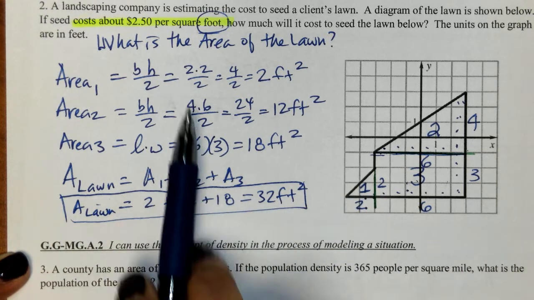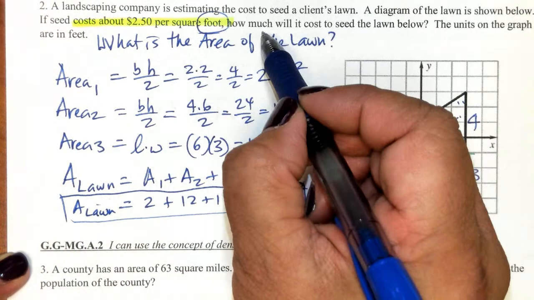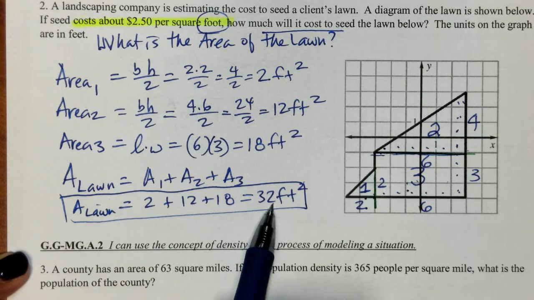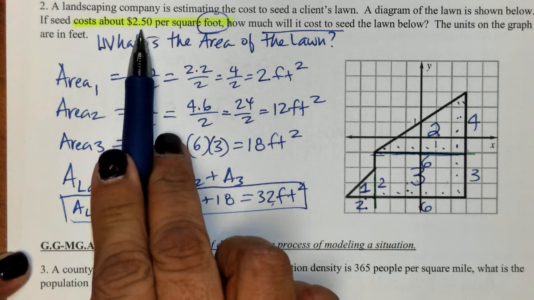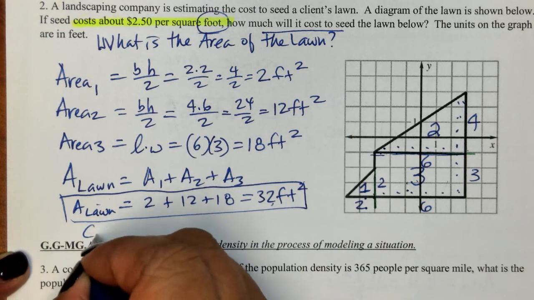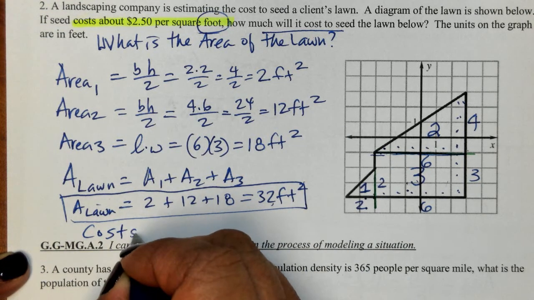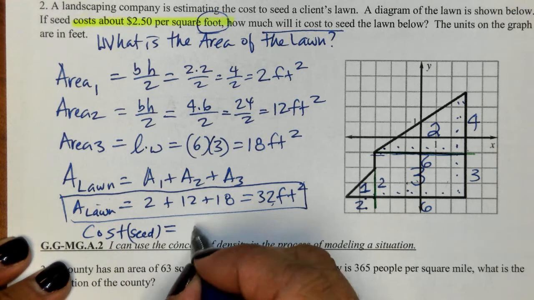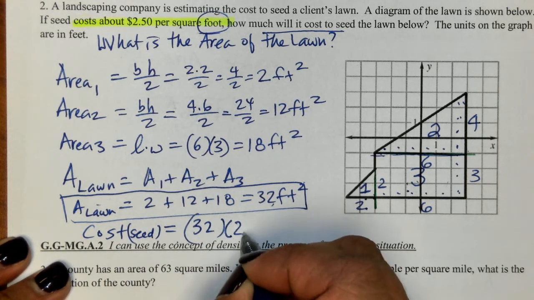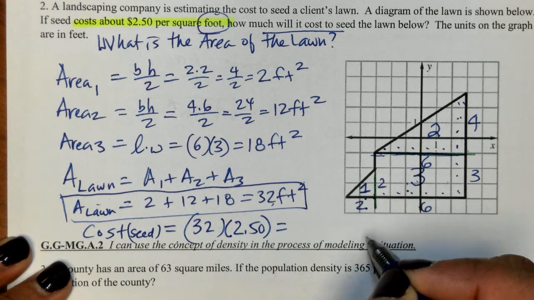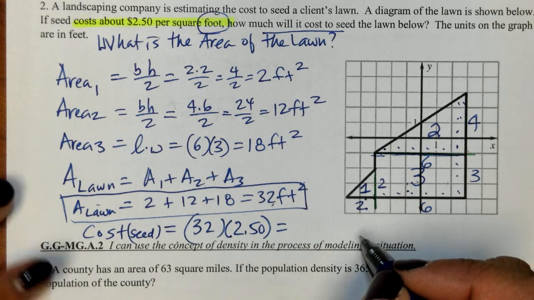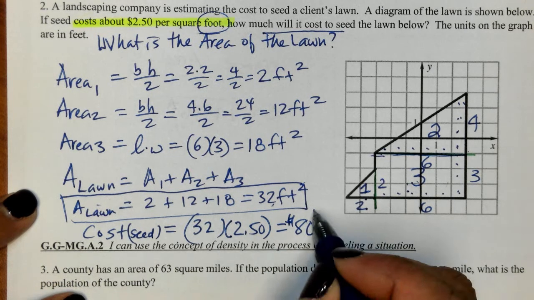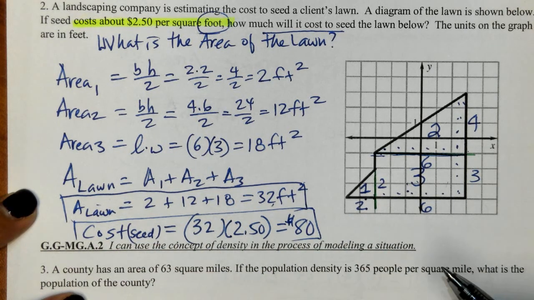Okay, the second part, it's asking you how much will it cost. Okay, cost is basically taking the area you just discovered and multiplying it by the 2.50. So how much is it going to cost for the seed? I'm going to take 32 and multiply it by $2.50. Okay, and you should get $80. Okay, so that's going to be charged to your fancy credit card, $80.